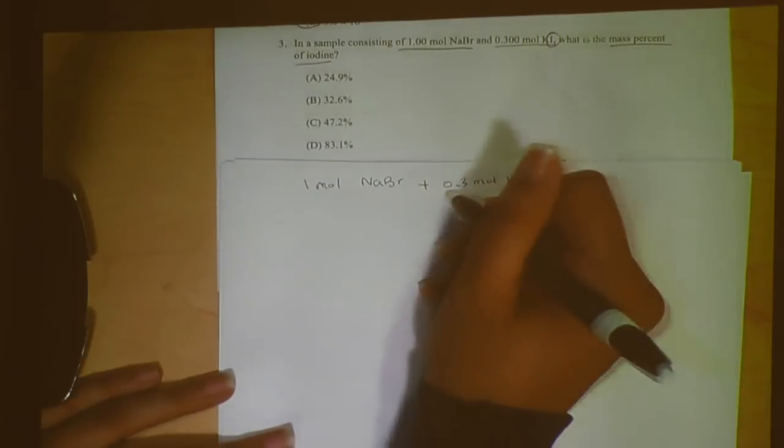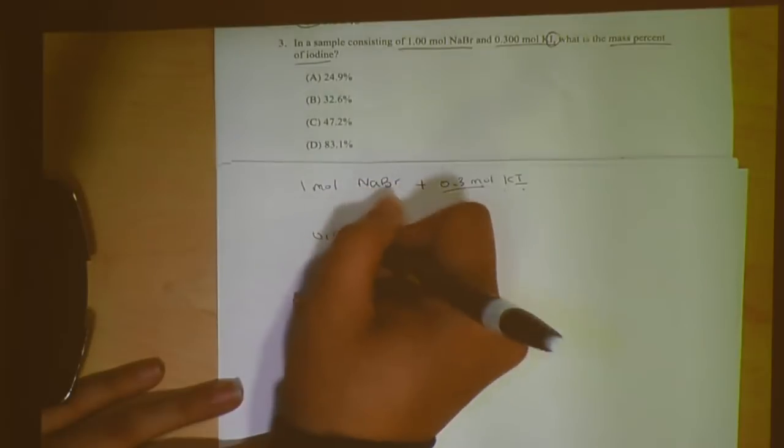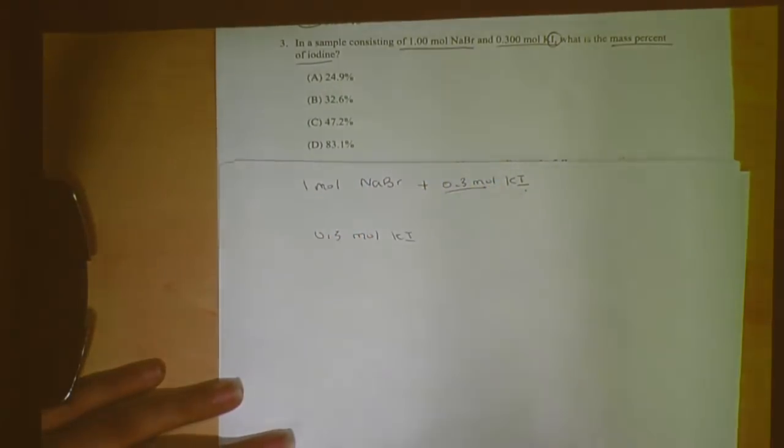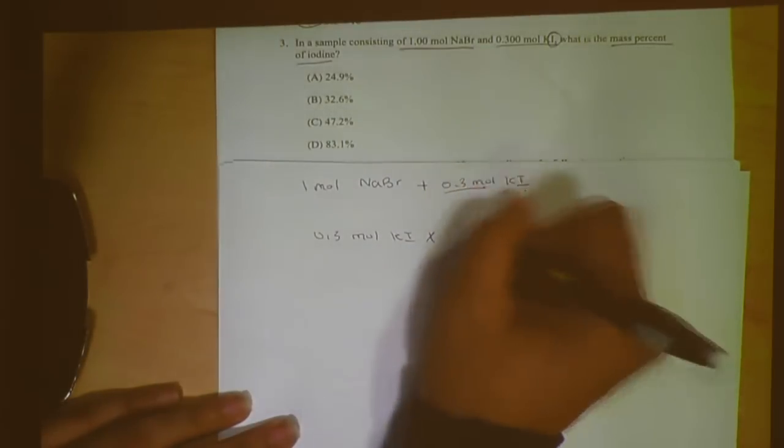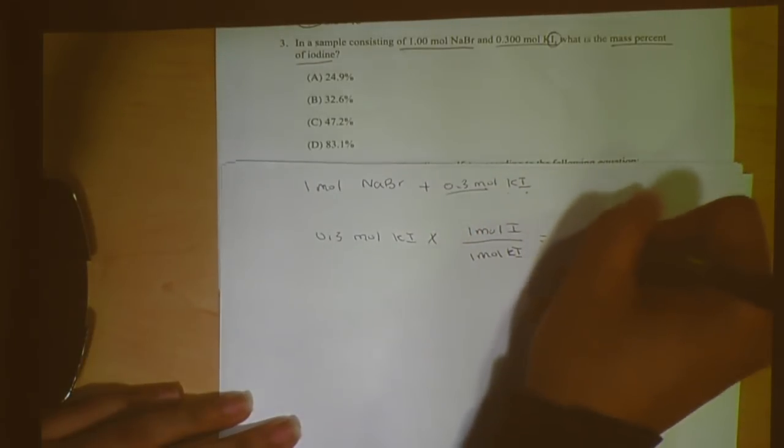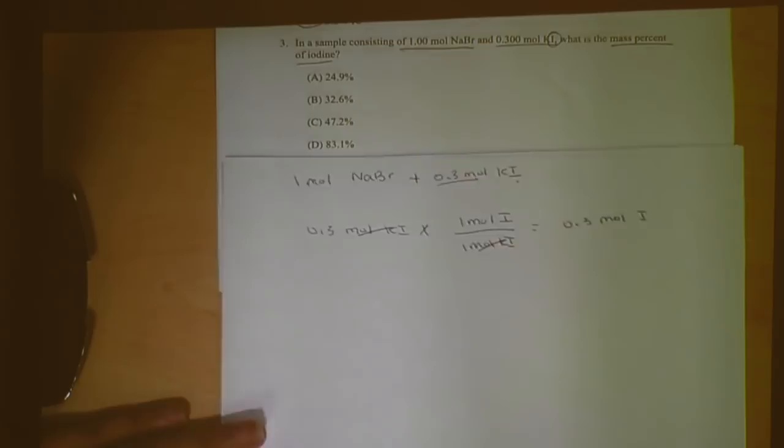So because you have 0.3 mole KI, you're going to look at the KI only right now. So 0.3 mole KI has 1 mole I in each KI, similar to what we did last time. So you have 1 mole I per 1 mole KI, which means I have 0.3 moles I within it, because these cancel out. So 0.3 moles.